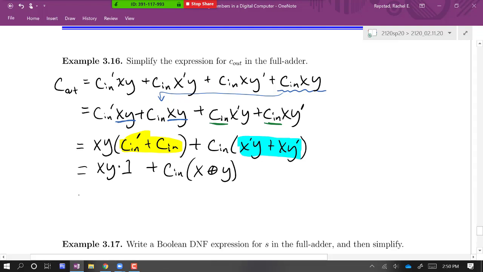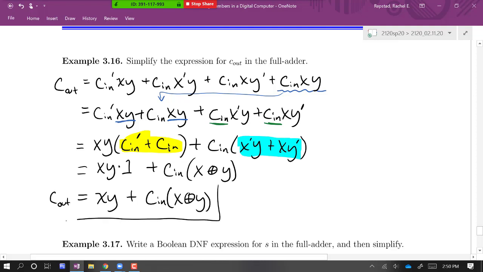And so xy times 1 is just xy, and I think that's the last thing to do. So I got xy plus carry in times x XOR y. And this is, I think, the most simplified we can make it.